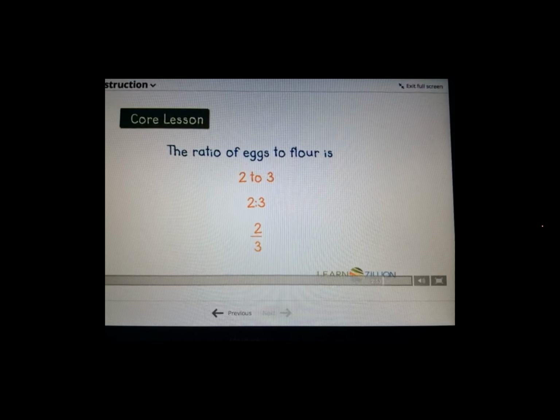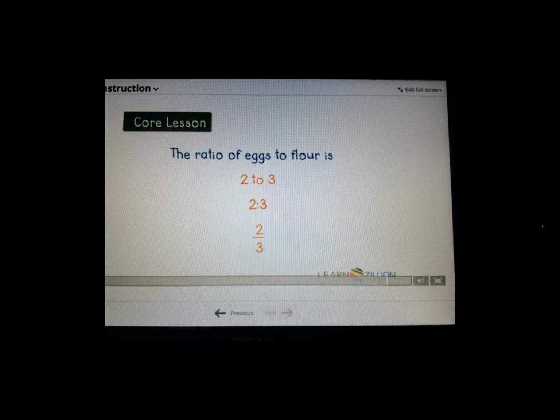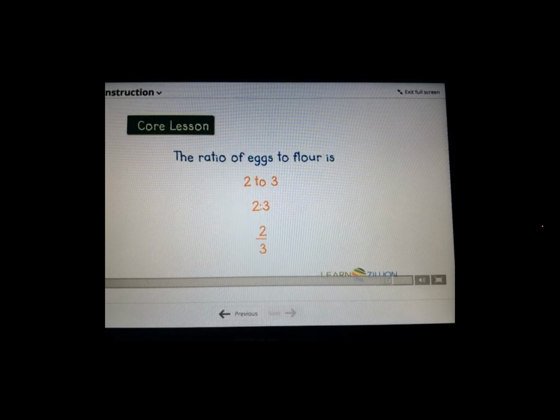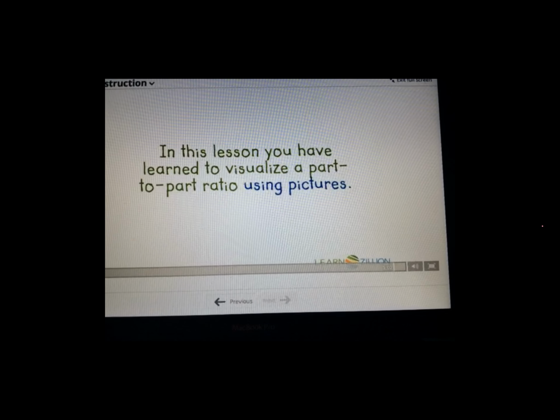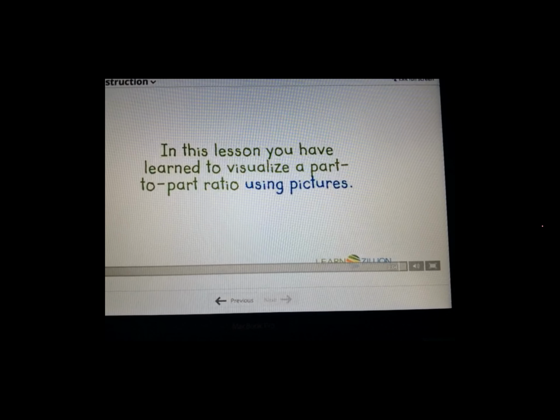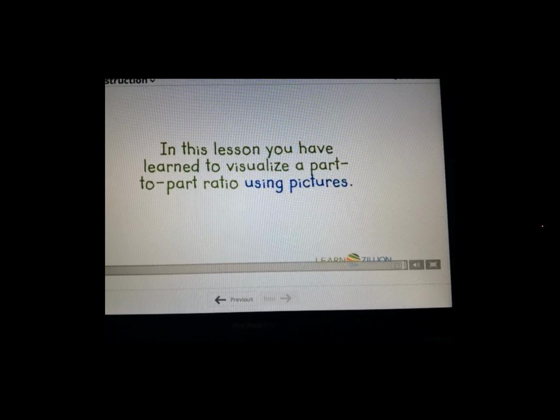And notice that in all of these ways of writing it, the 2 comes first because eggs comes first. And then the 3 comes second because flour comes second. In this lesson, you have learned to visualize a part-to-part ratio using pictures.